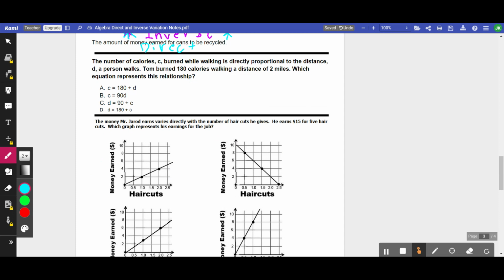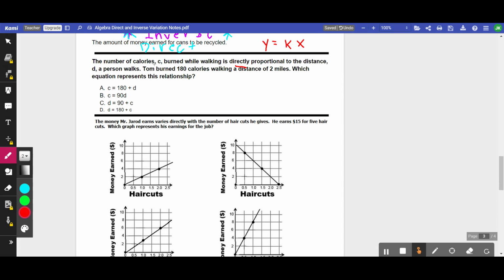And then for your next question here, this says the number of calories C burned while walking is directly proportional to the distance D a person walks. Tom burned 180 calories walking a distance of 2 miles. Which equation represents this relationship? So for this one, it says that it's directly proportional. So since it says directly proportional, that means it's going to be direct variation. So if it's direct variation, it'd be like y equals kx. Here they're using other variables, but that's fine.